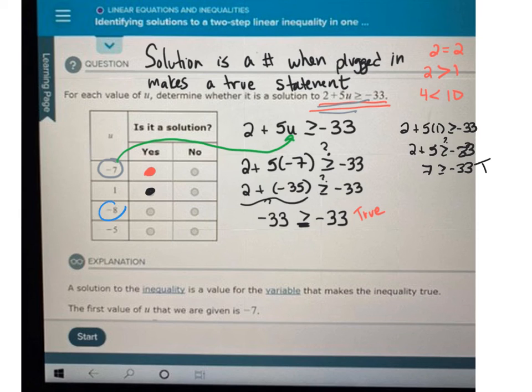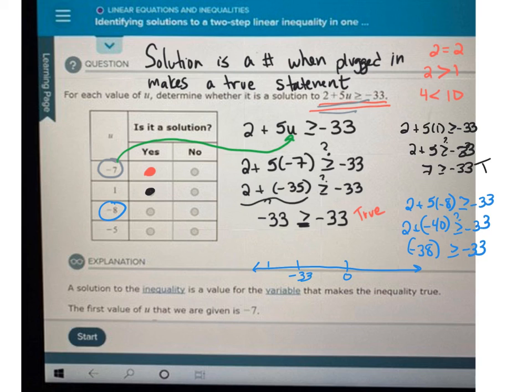Let's look at negative 8. 2 plus 5 times negative 8. Is that greater than or equal to negative 33? What's 2 plus negative 40? We want to know if that's greater than or equal to negative 33. 2 plus negative 40 is negative 38. Is negative 38 greater than or equal to negative 33? It is not. Remember our number line, things are greater if they're on the right. So here's 0, here's negative 33, here's negative 38. Negative 38 is smaller because it's to the left. And I'd rather have negative $33 than negative $38 because negative 38 is smaller. So this is false. So this is not a solution.